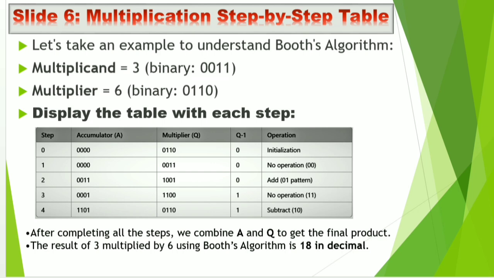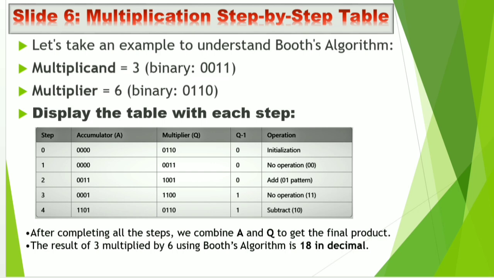Then addition: A is equal to 0000 plus 0011 is equal to 0011. After addition, perform an arithmetic right shift. Result after shift, A is equal to 0001, then Q is equal to 1001, then Q minus 1 is equal to 1.